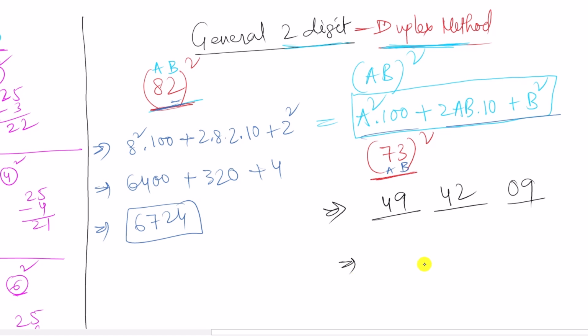Now in the answer, first of all, 9 will come here. Now we're going to add this together. So 0 and 2 will be 2. Then we're going to add this together. So 9 and 4 is 13. So 3 will be here. 1 will be carried here. So 4 and 1 is 5. So that is the square of the number 73.